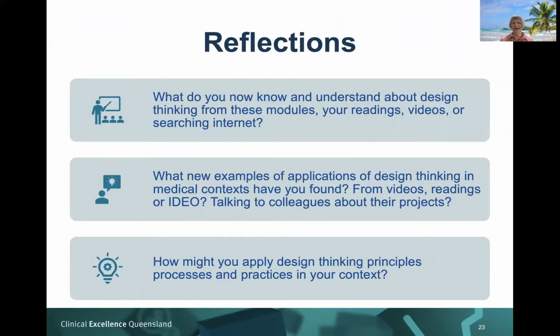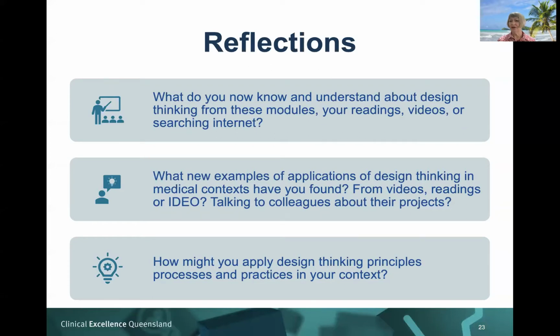So stepping back now, what are your reflections? What do you now know and understand about design thinking from the 5 modules, from your readings, your videos, and maybe even in your own personal search? What new examples of applications of design thinking in medical contexts have you found? There are many, many. We've referred to a few in these modules, but there are many.